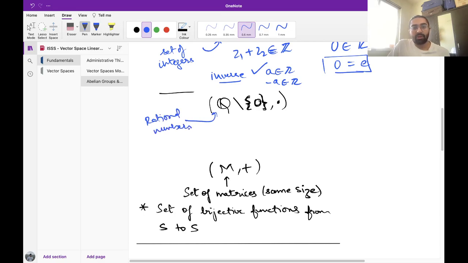So the set ℚ minus {0} means basically take all rational numbers but remove zero from it. That's what it is. So this whole thing is the set of rational numbers minus the zero element. So no zero in this particular set.